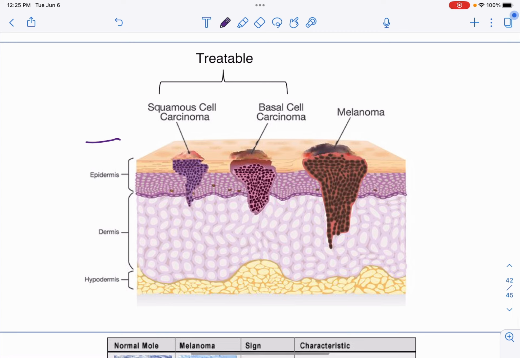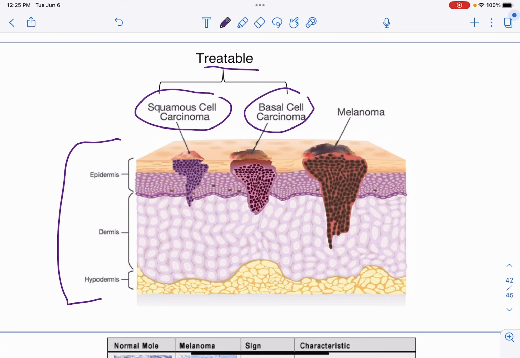So, here are the layers of skin that we've talked about throughout this lecture. Here are the two treatable ones. We have basal cell carcinoma and squamous cell carcinoma. You can see that they dip through the epidermis and begin to get into the dermis layer. If these are caught early, they can be removed.